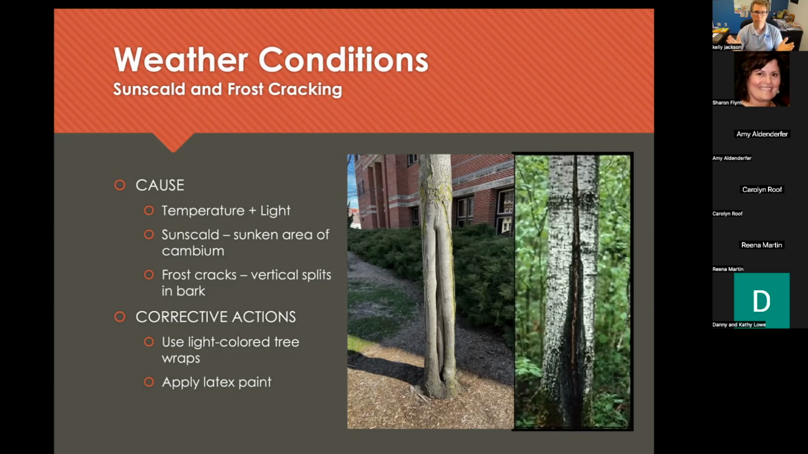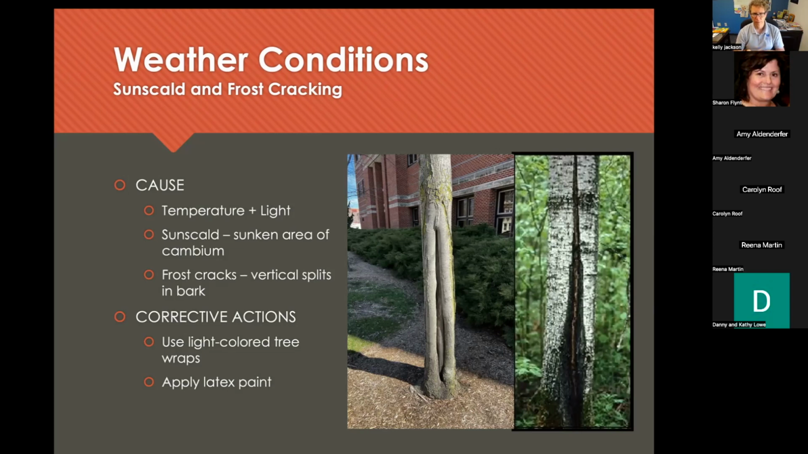The roots are asleep. They're not active. They're not pumping any water. The ground may be frozen. There may be no water to send. The stem cells continue to be active, and eventually they die because there is no water, and you end up with a sunken area in the cambium layer of the tree, and it looks like that picture there on the left.